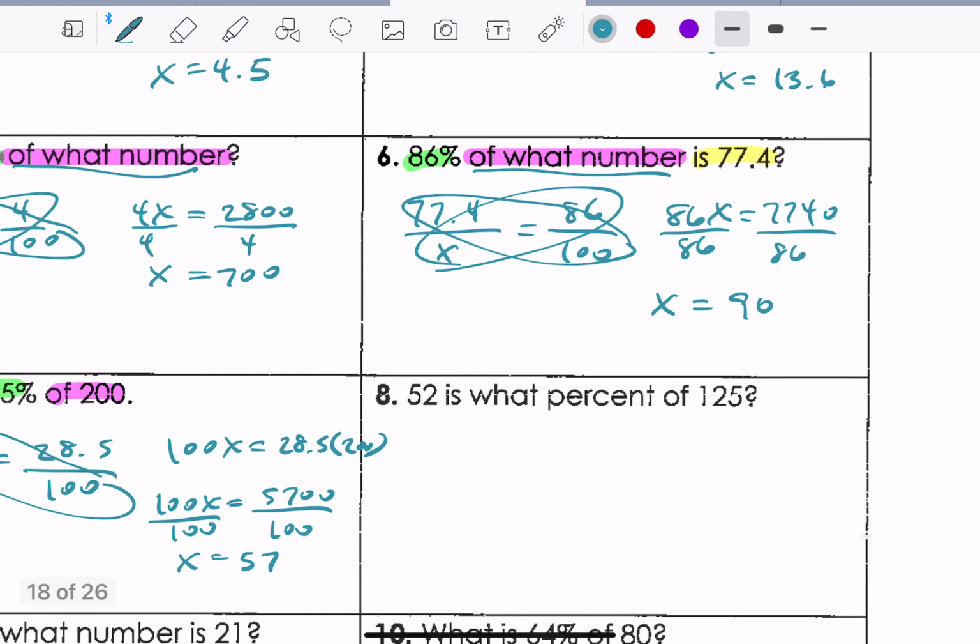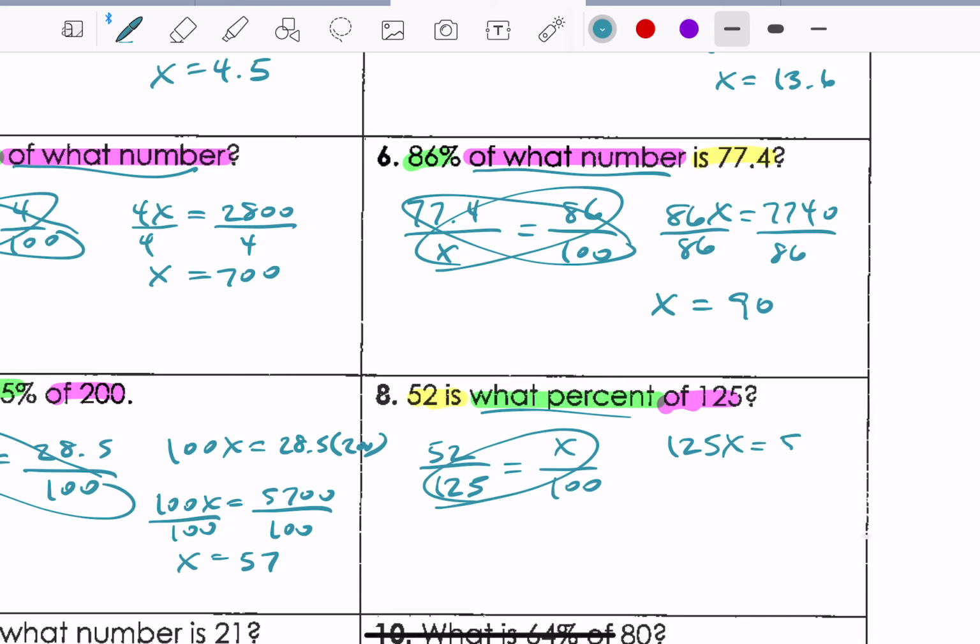Okay, so let's look at the next one. Our is, 52. Our of, 125. And now we're back to having a missing percent. So let's set this up. Is 52, of is 125, equals, because we don't know the percent, that's what we're missing, over 100. So when I set up my cross products, 125x equals 5,200. I can do that in my head. Divide both sides by 125. So x is equal to 41.6. But remember, they want the percent. I've got to have that label.